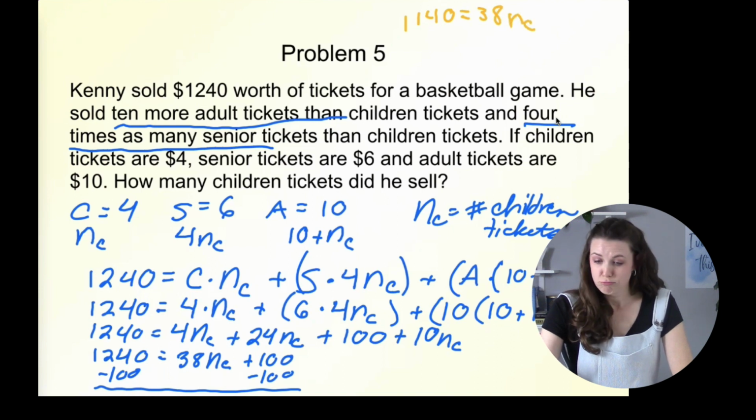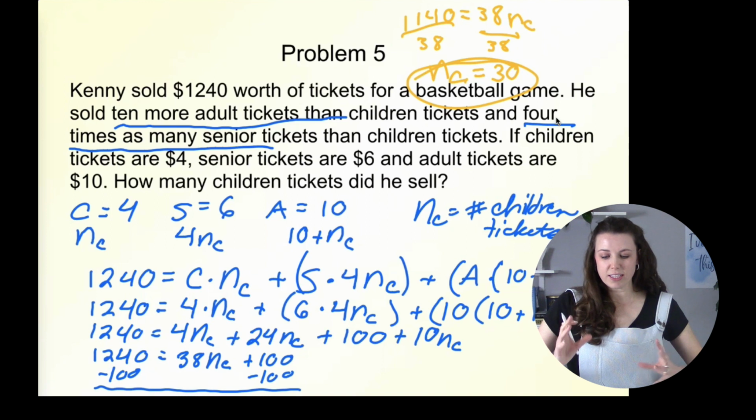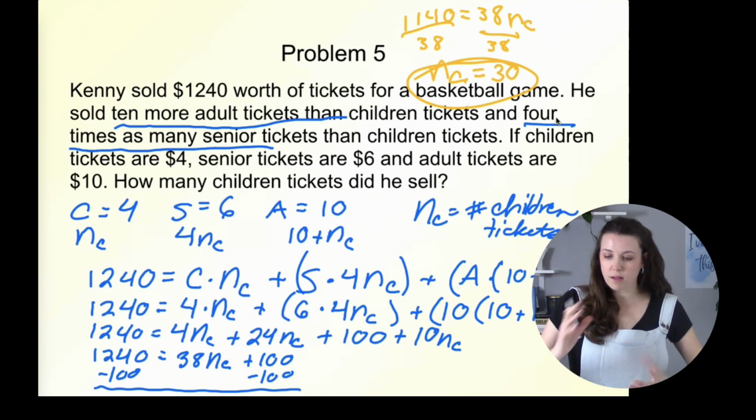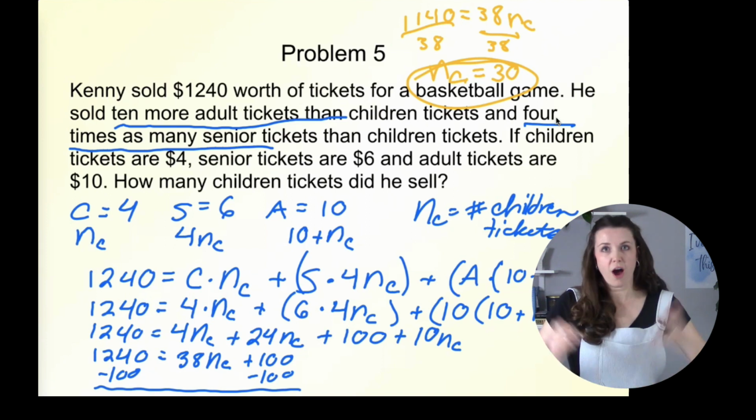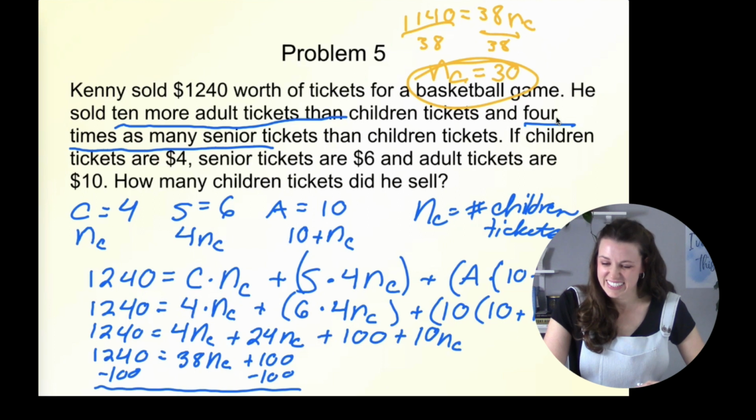Now, we just divide by 38. And our answer is the number of children's tickets. The number of children's tickets equals 30. There we go. So definitely took up a bit of room and a little bit more thought, a little more brain power had to go into that, but just practice it a few times and you'll do great. Honestly, you can even make up your own questions and you're gonna rock it. Just be persistent and believe in yourself.